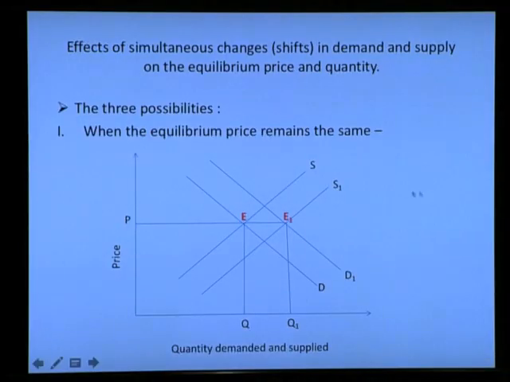Here you can see that with the increase in demand, the demand curve has shifted from D to D1. Simultaneously, there is also an increase in the supply, so the supply curve has shifted from S to S1. Now we have to compare the extent of increase in demand with the extent of increase in supply. The extent of increase in demand is exactly equal to the extent of increase in supply. If you compare the distance between the two demand curves and the two supply curves, it gives us the magnitude of increase in both demand and supply. The relative magnitude is the same in both cases. That is why the equilibrium price has remained the same.